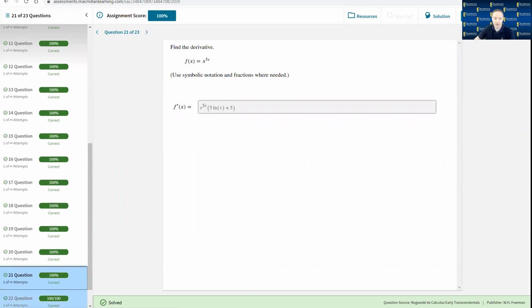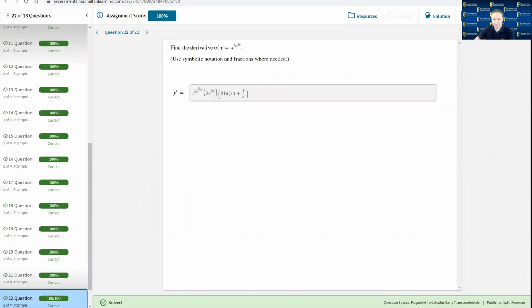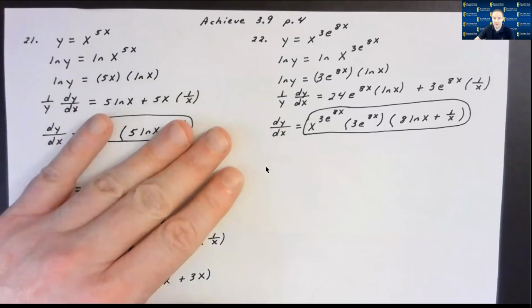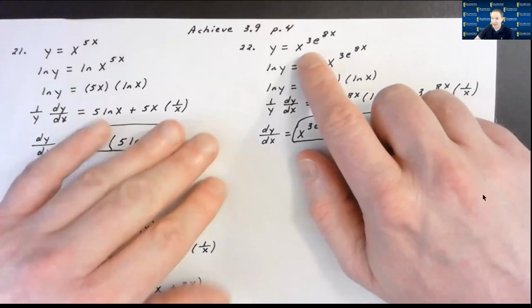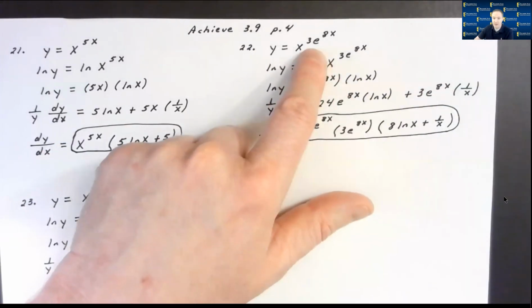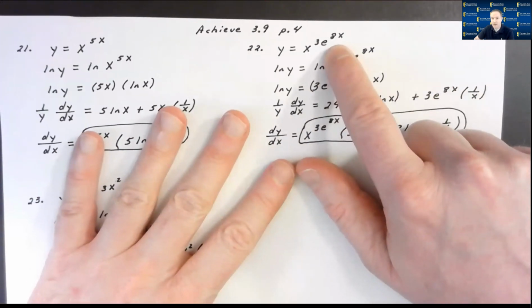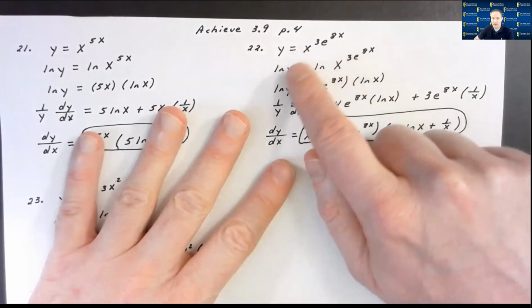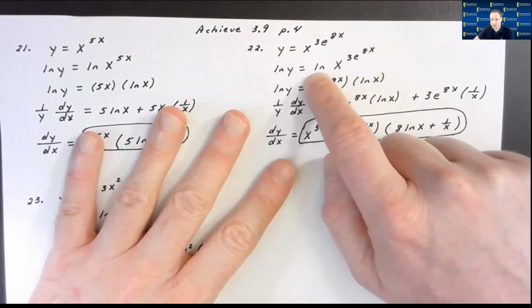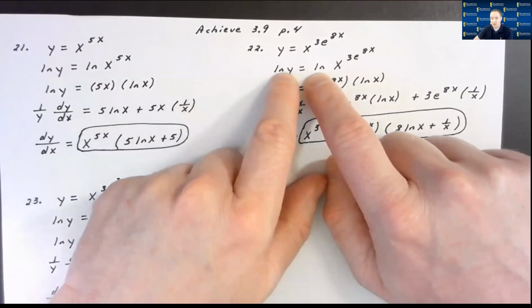Now, on the next one, it's giving me a base x, and then it gives me an exponential function as its exponent, 3e to the 8x power. Whew, okay. So look what I did there. It's the same idea as the last one. We say, I don't have a rule to handle a variable base raised to a variable power. There's no rule that handles that. So since there's no rule that handles that, then logarithmic differentiation will help. And I can say, take the natural log of both sides.